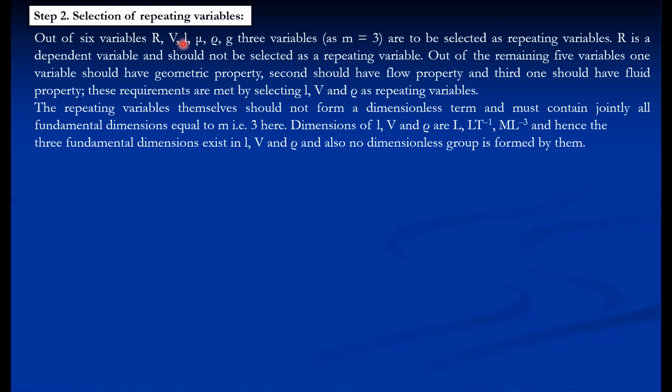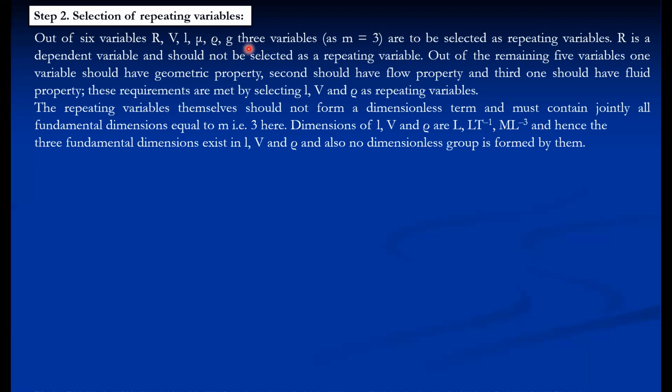Out of the remaining, one must be a geometric property. There is only one geometric property, so L we can select as the geometric property. No other geometric properties, so one repeating variable is finalized, that is length. Then one must be a flow property. As far as flow properties are concerned, velocity and gravitational acceleration are there.